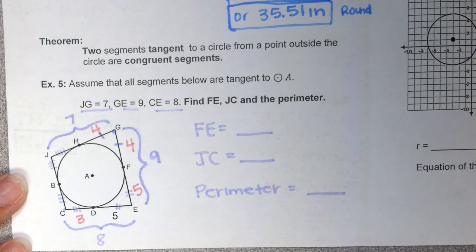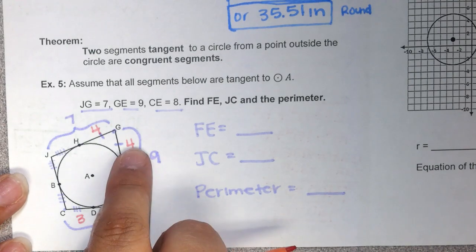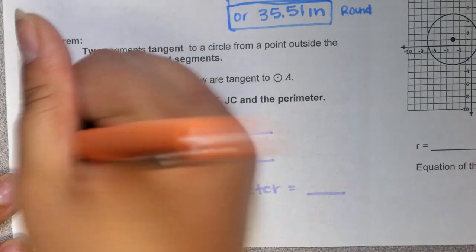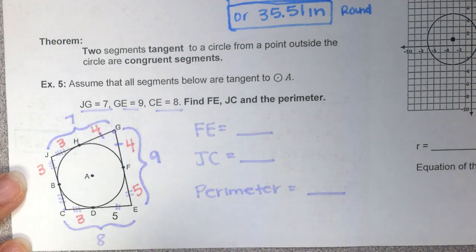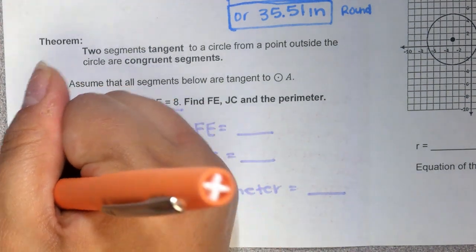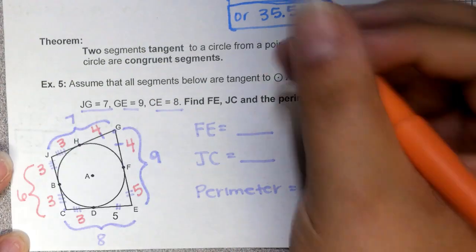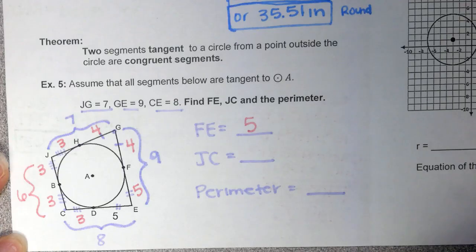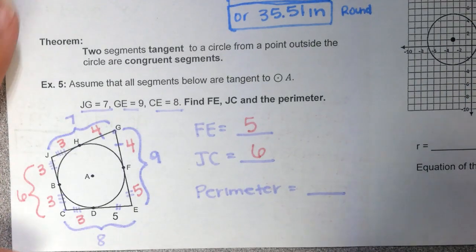You see how I mean like a puzzle? Like once you got it, you can keep going. So again, 9 minus 5 is 4. These are the same, so they're both 4. 7 minus 4 is? These are the same, so it's both 3. All right, what else? CD is congruent to BC, so they're also 3. So what is JC? So FE was 5. Do we have any units? No units. JC is? And how do I find the perimeter?